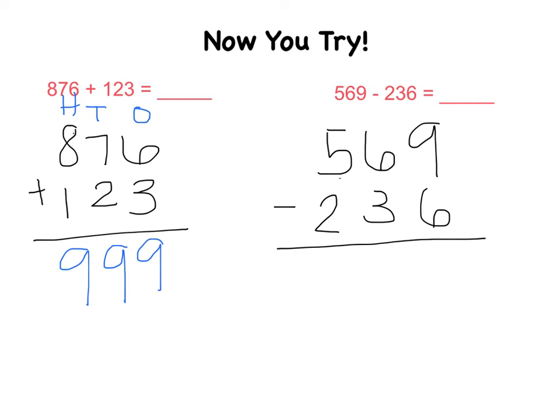Now let's subtract. We're going to start in the ones column, and we're going to subtract 9 minus 6, and that gives us 3. Next, we are going to subtract the numbers in the tens column. 6 minus 3 also equals 3. Last, we are going to subtract the numbers in the hundreds column. And we know that 5 minus 2 also equals 3. So your total difference is 333.